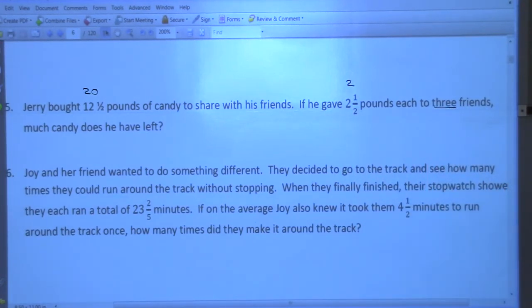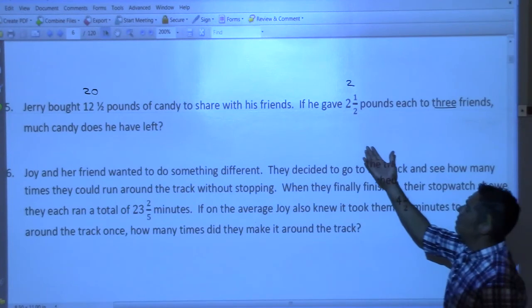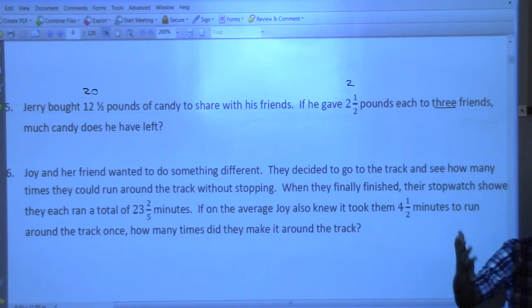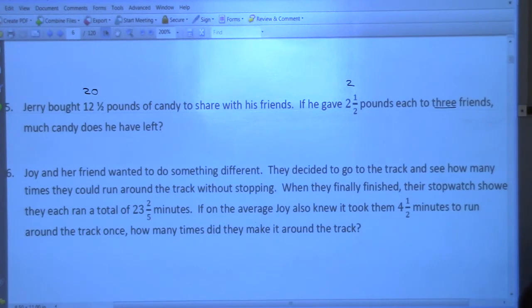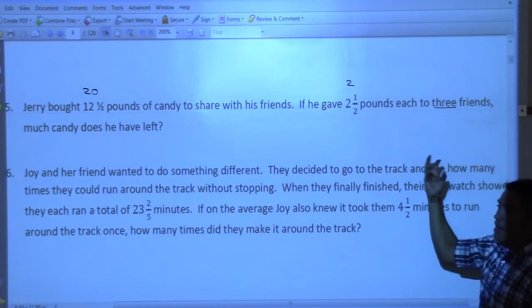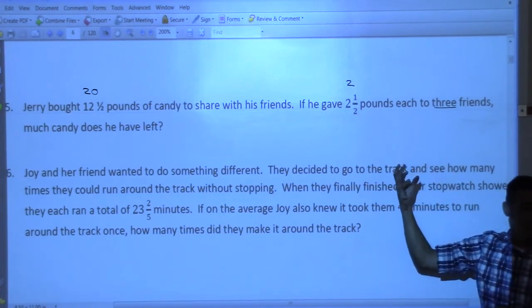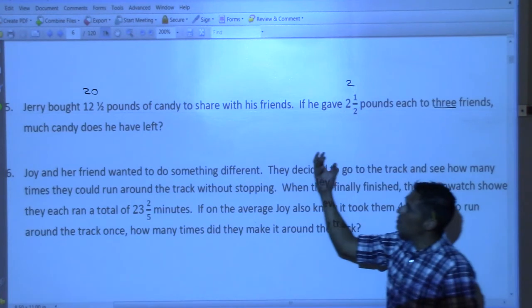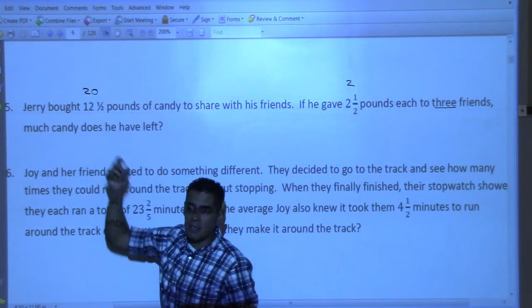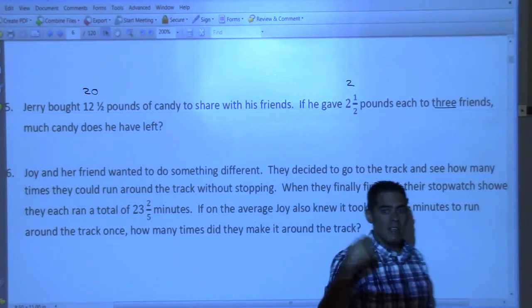Right? How much would he have left over? So how much candy did he give away? He gave away 2 pounds to his 3 friends, so he gave away 6, right? How did you get that 6? What did you do to get 6? You did this number times 3, didn't you? And that gave you how much he gave away. So how much would be left over? He started with 20, right? He gave away 6, so he'd have 14 pounds.